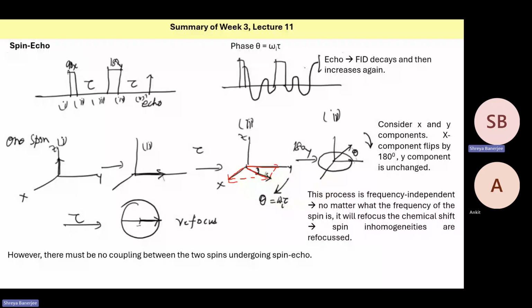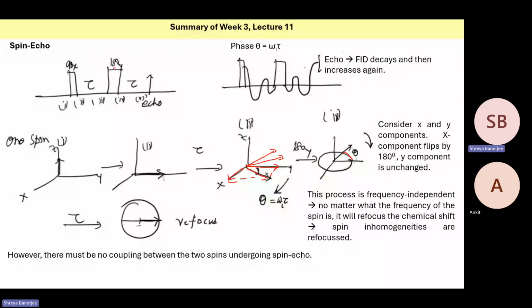180y, what this will do is it will flip the x component by 180 degrees, but the y component will remain the same. So the net vector will be somewhere here, as you can see shown here, and this will also have an angle of theta, but in the opposite direction. So the 180y pulse, this is what it does. It will leave the y component unaffected and it will flip the x component by 180 degrees. So after the 180 pulse, this is where your net magnetization will lie.